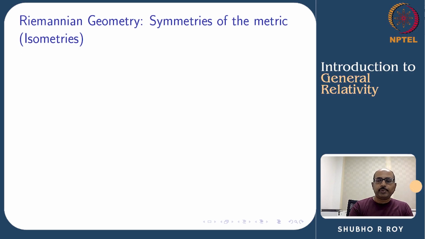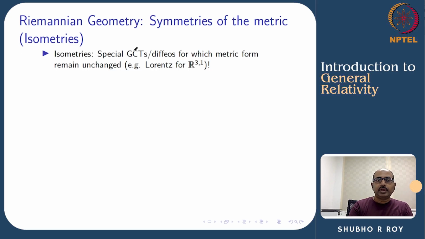So what are isometries? Let me first define them. Isometries are defined to be special general coordinate transformations or diffeomorphisms for which the metric form remains unchanged. For example, we know if we are in Minkowski space, then Lorentz transformations are isometries, because under a Lorentz transformation the Minkowski metric does not change, right?